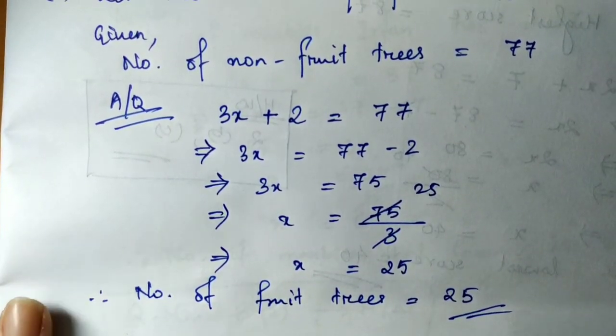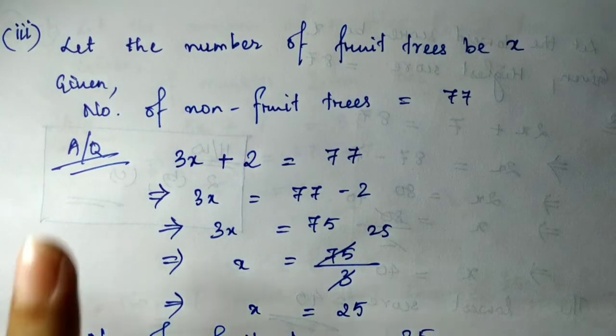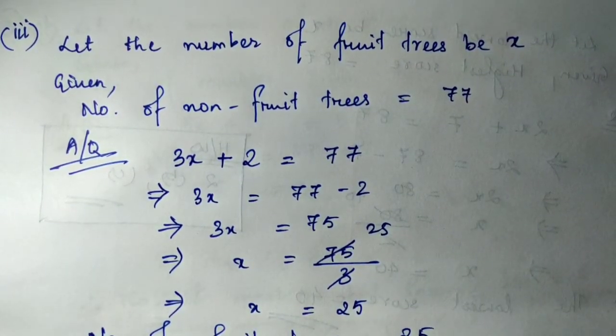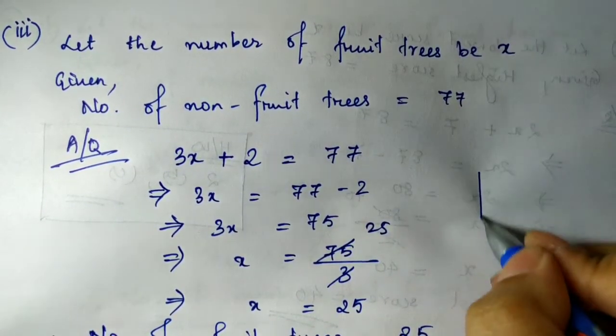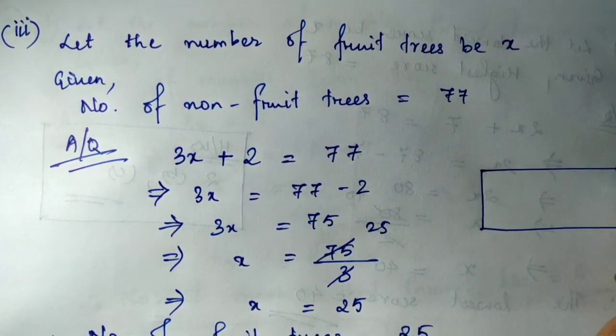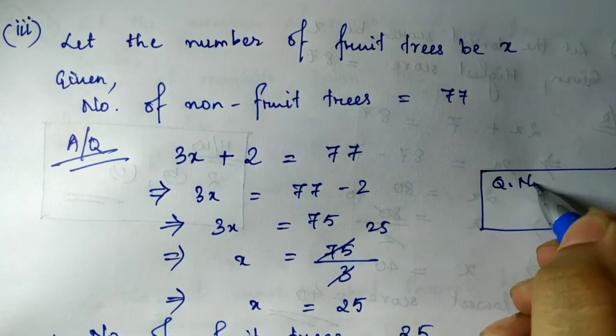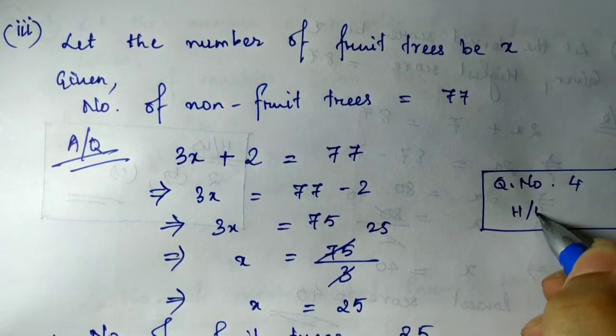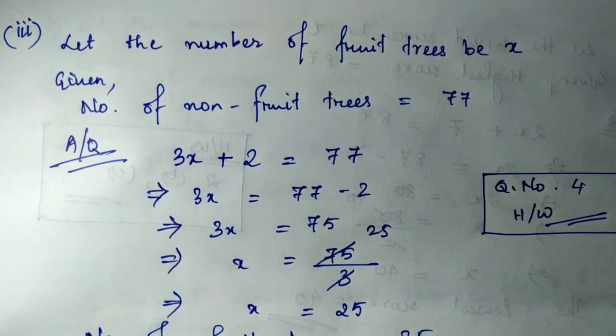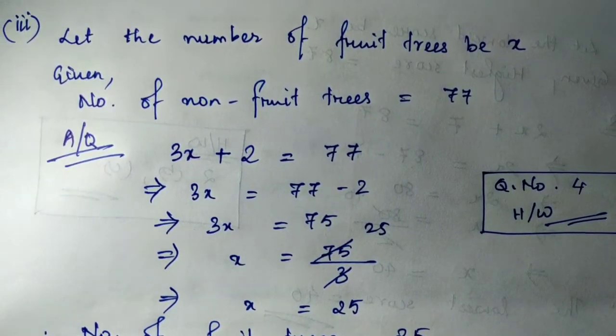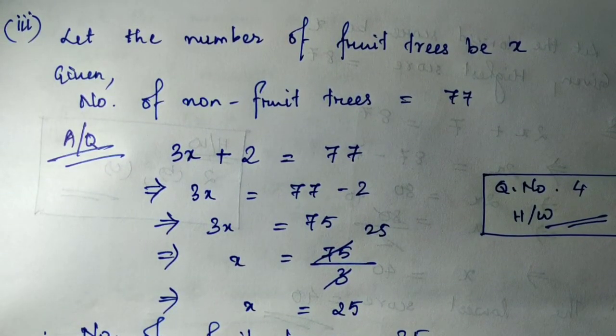So this was the end of question number 3. We have question number 4. We have a riddle, which you have to solve using an equation. That will be your homework. Question number 4 is your homework, which was the last sum of the exercise, and this exercise is the last exercise of our chapter 4, simple equations.